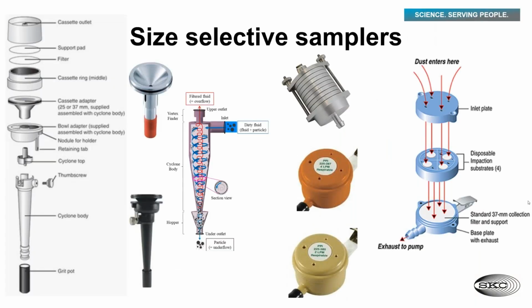So the two size-selective samplers that we are going to talk about today, like I mentioned earlier: on the left, you'll see cyclones, and on the right, you see impactors. They are both effective at removing the larger particles. There are pros and cons of each, and we're going to get into a little bit of those as well. There are numerous other types of size-selective samplers, but these are the two that we are going to primarily focus on today.